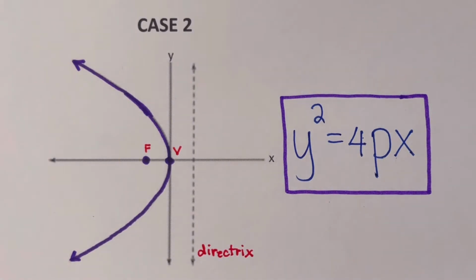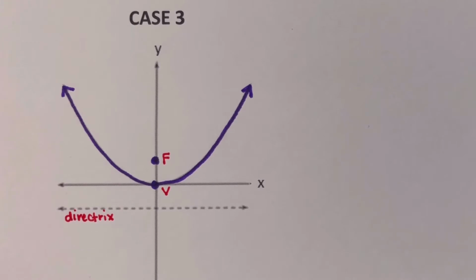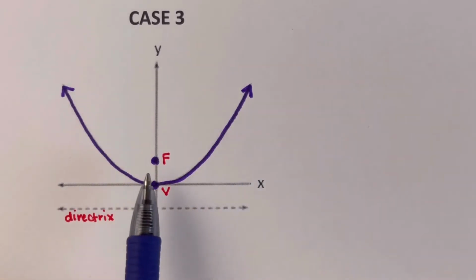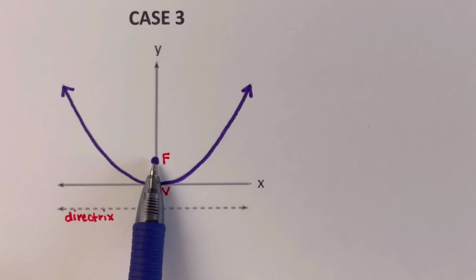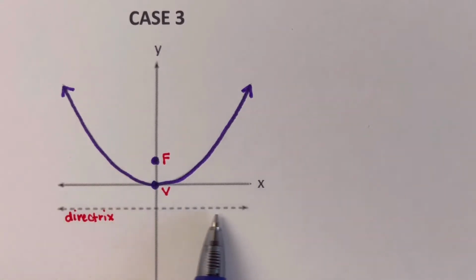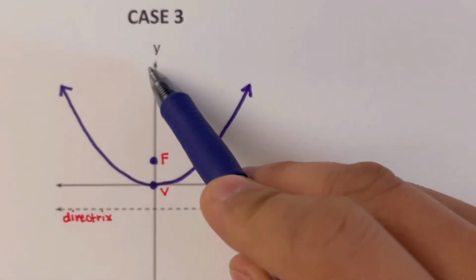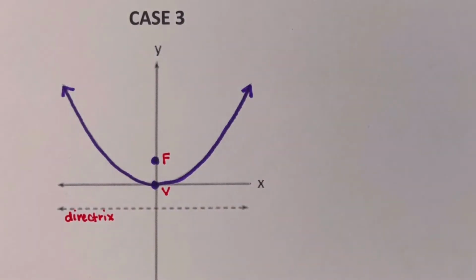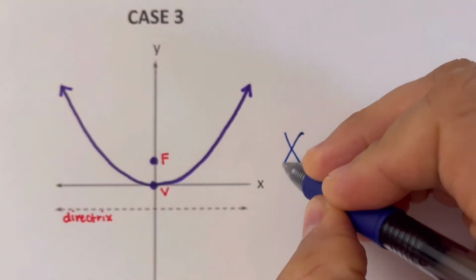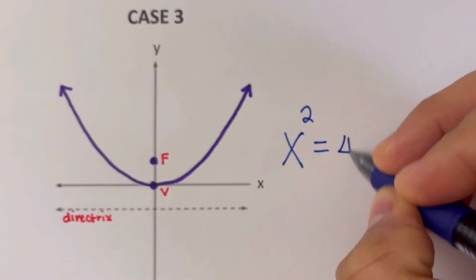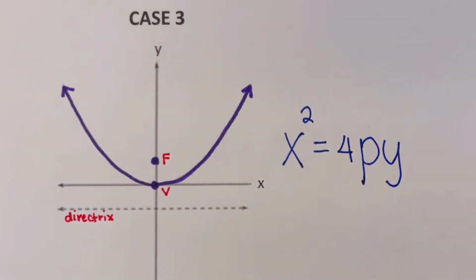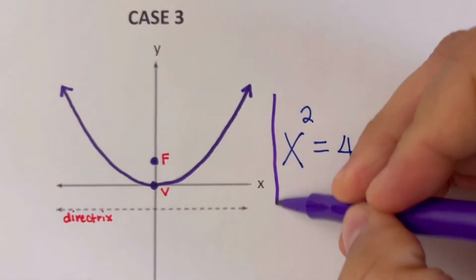Now let's move on to the third case. For the third case, the parabola opens upward since the focus is on the positive y-axis. We also have the directrix. Again, we have the vertex at the point of origin (0, 0), and we have here the axis of symmetry. Now, the formula that would work for the third case, whenever the parabola opens upward, is x squared equals 4py. So this is the formula for the third case.